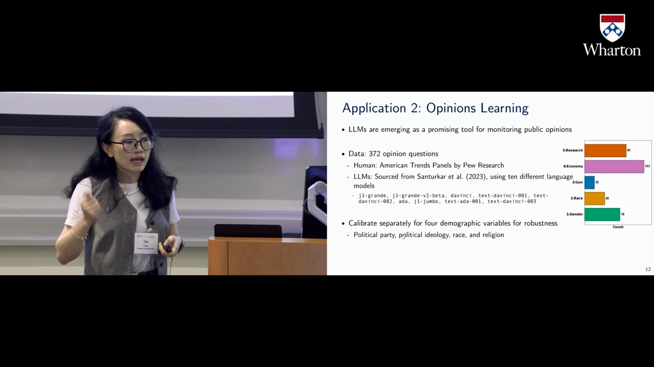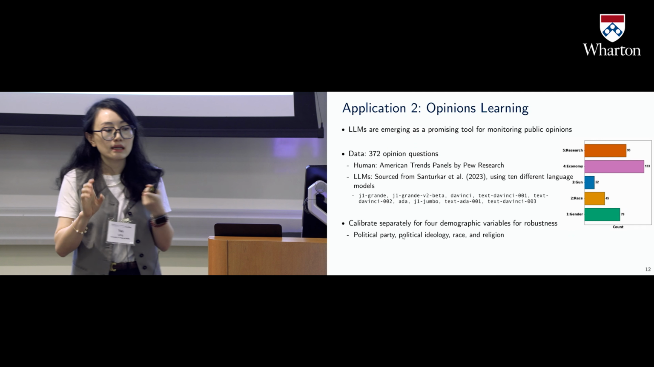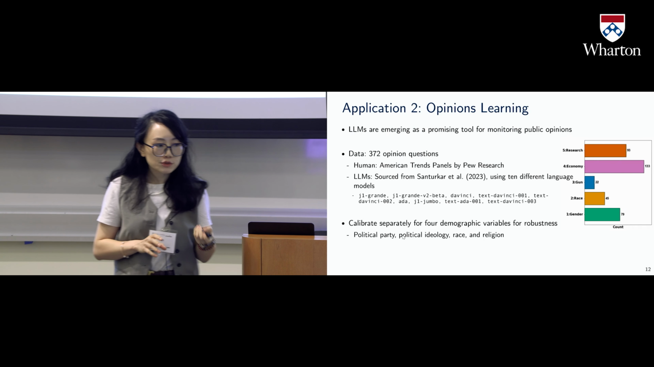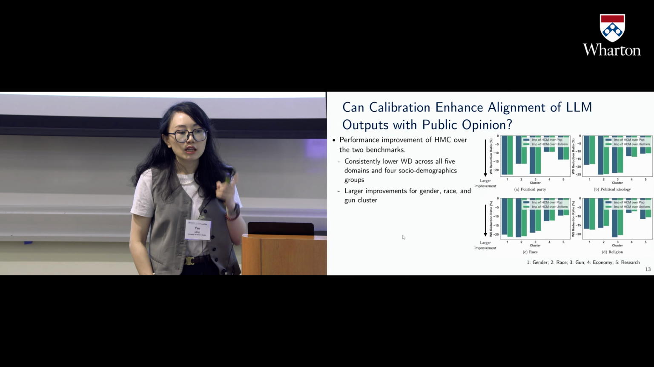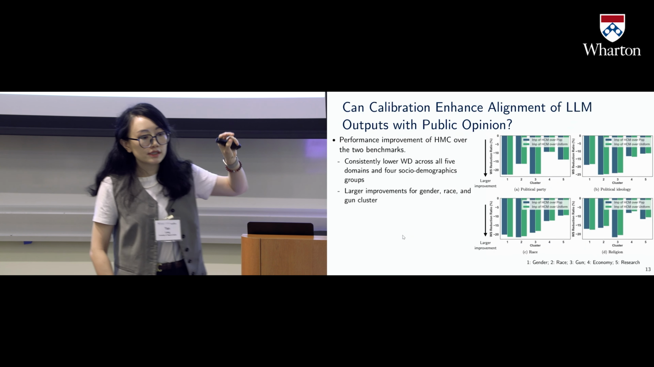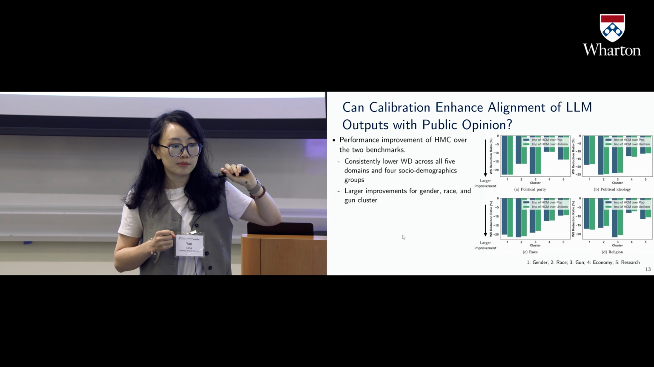For robustness, we calibrate separately for 4 demographic groups. This would include political party, political ideology, race, and religion. The first question we ask is, can calibration improve the alignment of LLM output with public opinion? So here you see 4 figures. The 4 figures correspond to the 4 demographic groups that we calibrate.